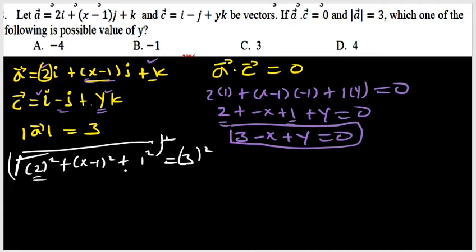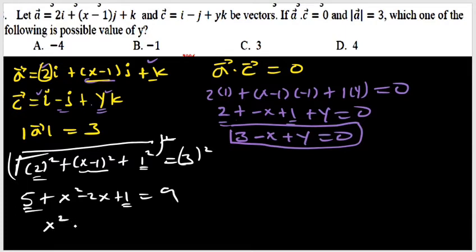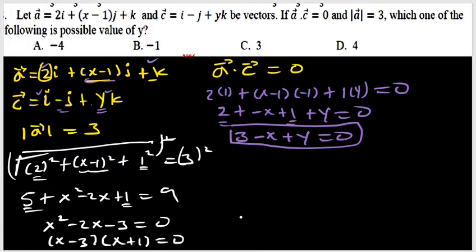Then 2 squared is 4, and 1 squared is 1. 1 plus 4 is 5. 5 plus (x minus 1) squared, which is x squared minus 2x plus 1, is equal to 9. Then 5 plus 1 is 6, and the 9 comes across and is subtracted. Finally the equation is x squared minus 2x minus 3 equals 0. When you factorize, we get (x minus 3)(x plus 1) equals 0. That means x is equal to 3 or x is equal to negative 1. We can have two answers now.